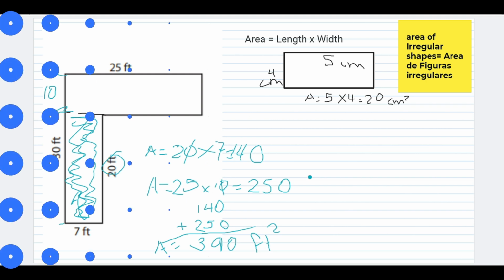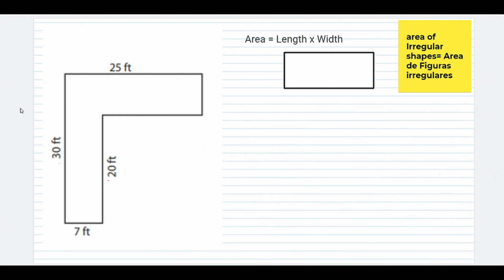Okay, we are going to be working with the same irregular shape. This time we are going to make the cut in a different way. In the first video, we cut this irregular shape right here, and our answer was 390 square feet. Now let's try cutting in a different way and see if we get the same answer. We're going to be cutting it on this part right here.